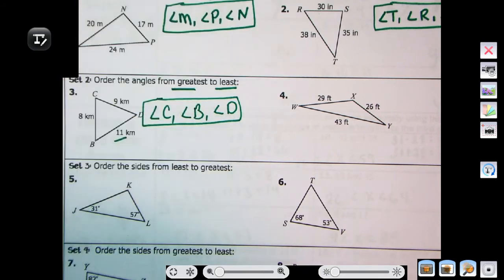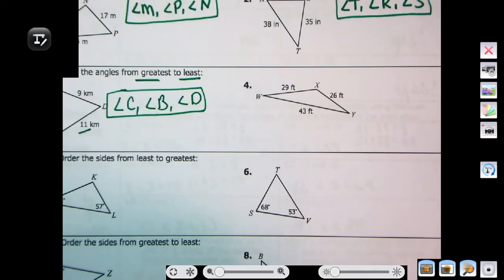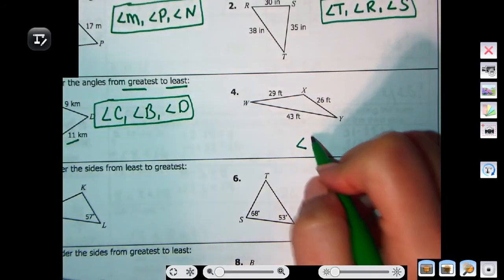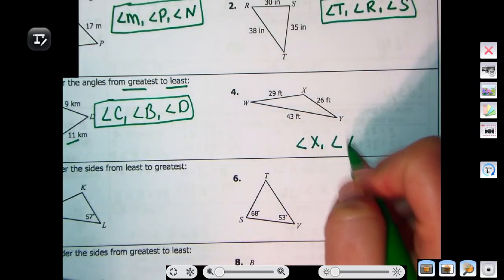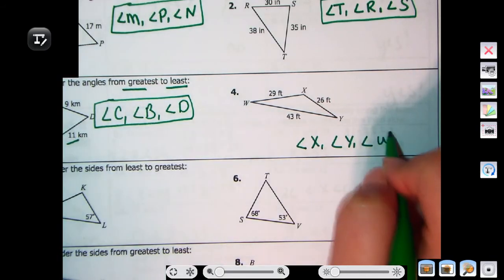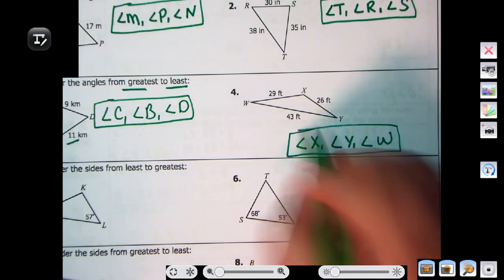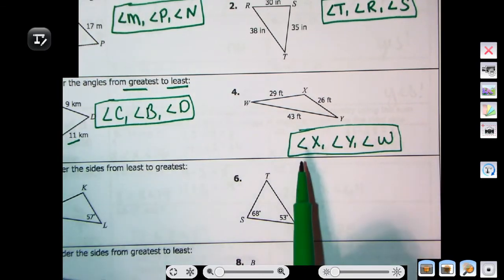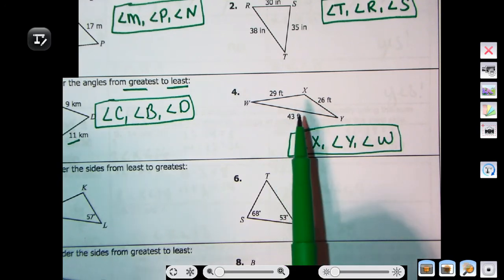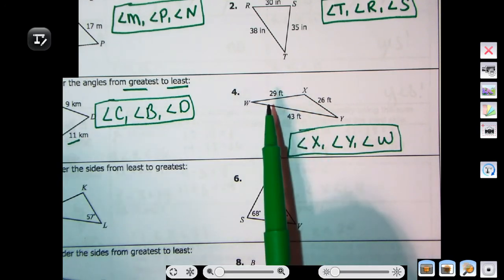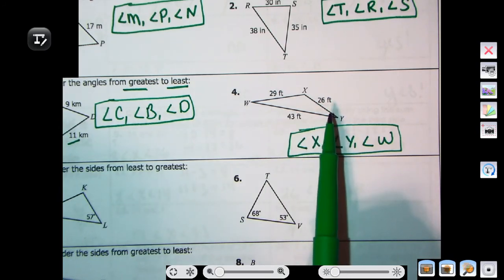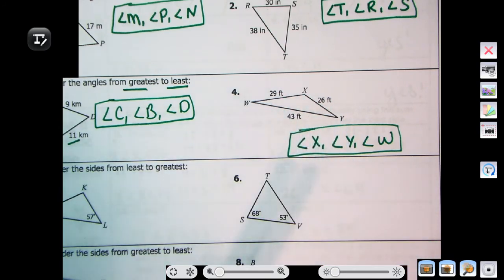Go ahead and try number 4 on your own. Pause the video and give that one a quick try. All right, so if you tried it, you should have gotten X, Y, and then W. So 43 is the largest, that's across from X. Second largest is 29, that's across from Y, and then the smallest is 26, which is across from W.